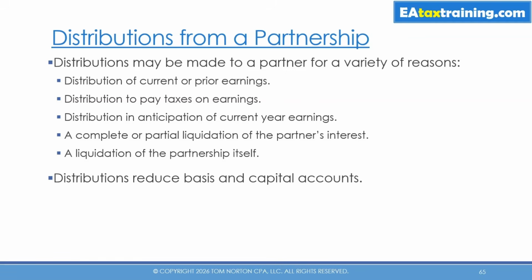Distributions from a partnership. Distributions may be made to a partner for a variety of reasons. It could be a distribution of current or prior earnings, a distribution to pay taxes on earnings, or a distribution in anticipation of current earnings. It could also be a complete or partial liquidation of the partner's interest, or a complete liquidation of the partnership itself.